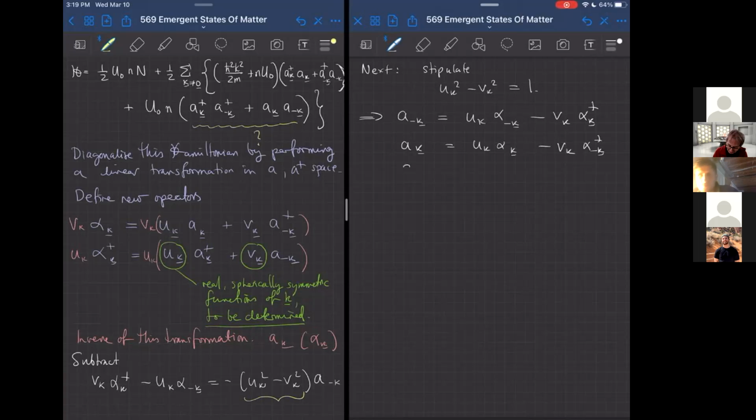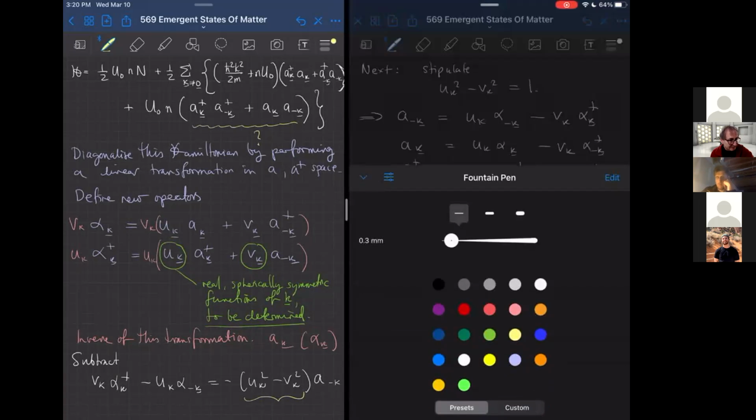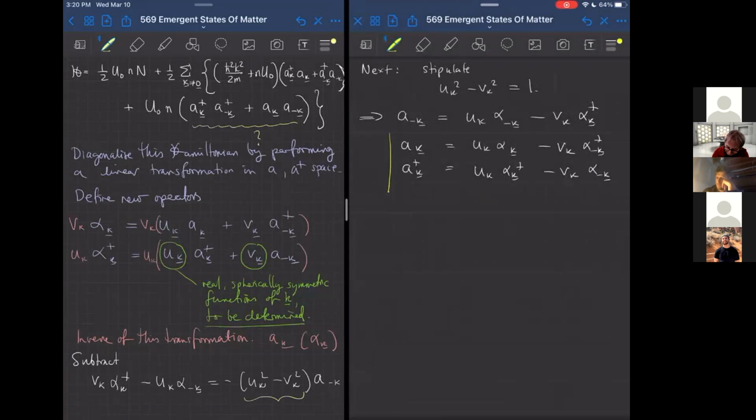And then if I want to work out what AK dagger is, I get UK alpha K dagger minus VK alpha minus K. And so what I have then is an inversion of this transformation. And so I'm going to just go on for just a couple more minutes, but not too long. I've nearly done where I want to be. So now let's ask about what was the meaning of the constraint.